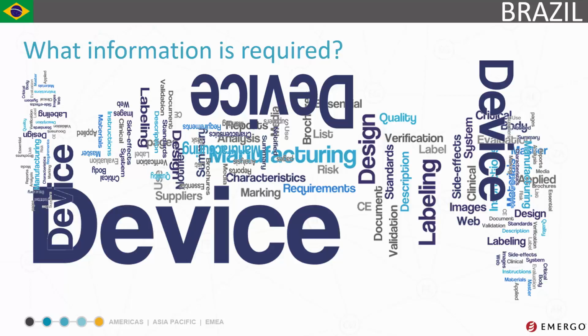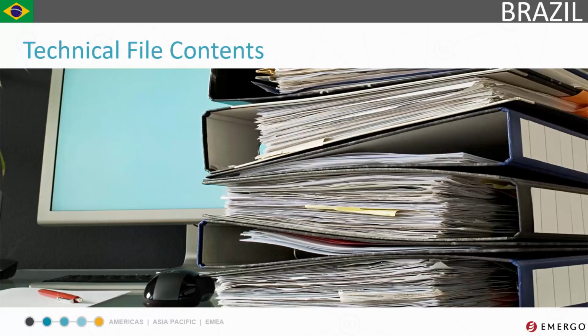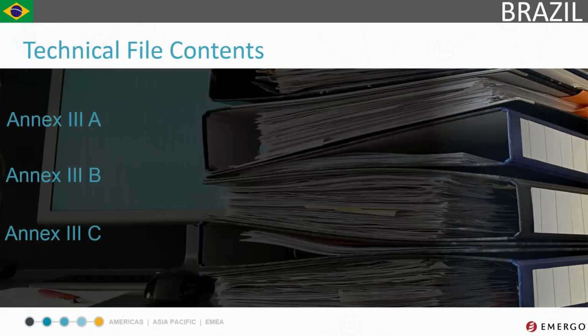This might seem a bit overwhelming, so let's break it down categorically. Annex 3, A, B, and C outline the requirements for your registro device's technical file. The following are just some of what technical files should include.